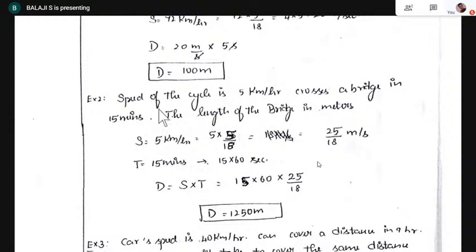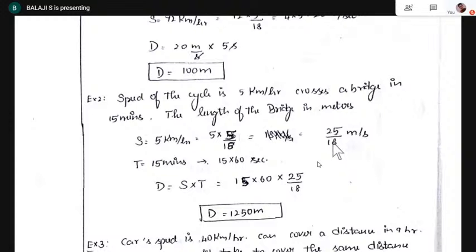Then the time they are given in minutes. So they are asking the length of the bridge in meters. So we must convert both of these. First we convert the speed, which is in kilometer per hour, into meter per second. It is 5 into 5 divided by 18, which gives 25 by 18 meter per second.